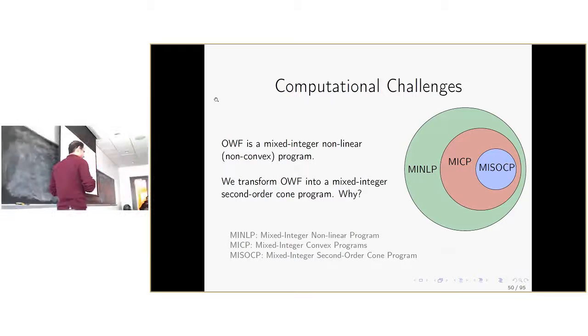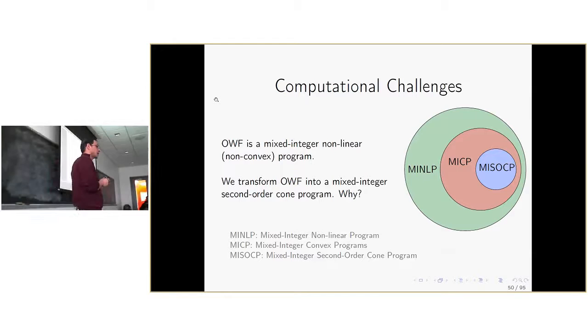Now, the question you might ask is: why second order cone relaxation? Basically, I transform this mixed integer nonlinear program into a mixed integer second order cone program. So why? If you consider the class of mixed integer nonlinear programs, it's a big class, and within it we have mixed integer convex programs, and then mixed integer second order cone programs. There are some powerful algorithms for solving mixed integer second order cone programs. The algorithms that we use for solving mixed integer linear programs can be used for solving mixed integer second order cone programs. I'm not going to talk about that now, but we can talk about it offline.